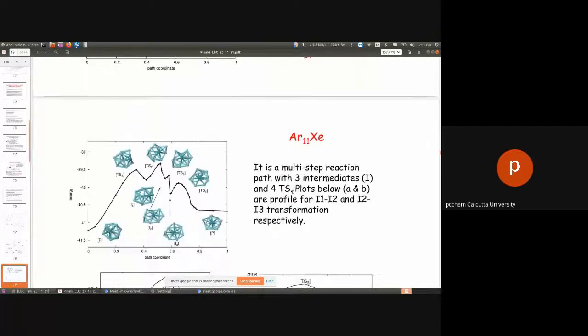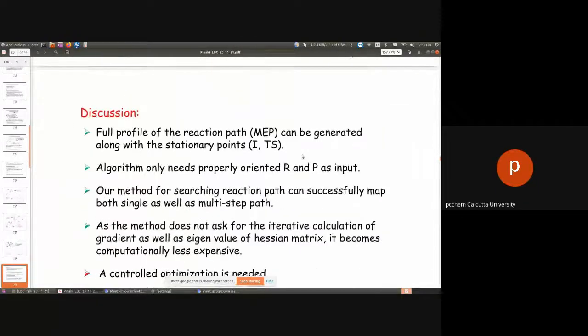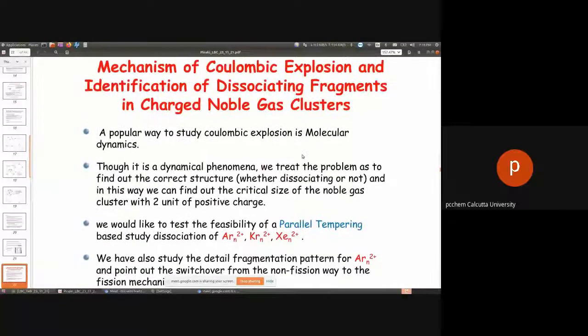And you can also have mechanisms that involve a large number of steps. This is a 5-step mechanism. Again, a doped cluster of argon 11 and 1 xenon atom. Okay. Now I've got only 10 minutes, so I'll just go over to the last problem. Now this is quite interesting, and there is proper experimental evidence of it.